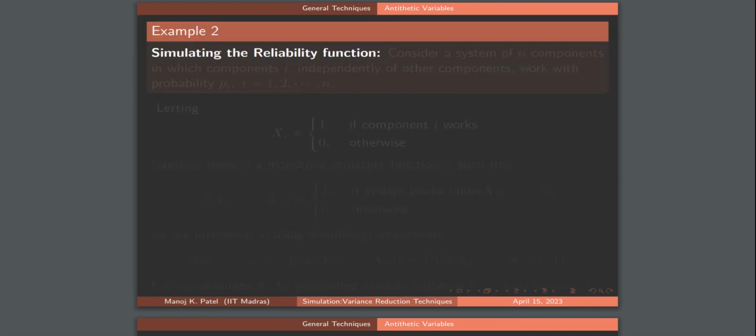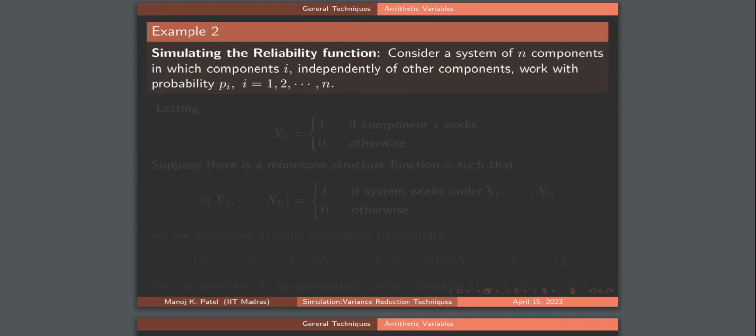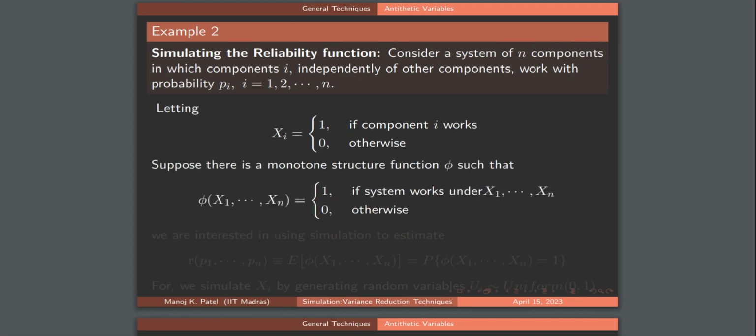And the same can be used to simulate the reliability function. So consider a system of n components in which component i works independently of the other components with probability pi. So pi is the probability of working of component i, and let Xi be 1 if component i works and 0 otherwise. Suppose there is a monotonic structure function phi, which assumes the value 1 if the system works under these components and 0 otherwise.